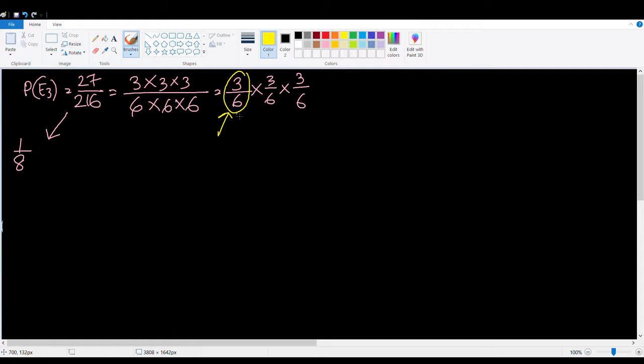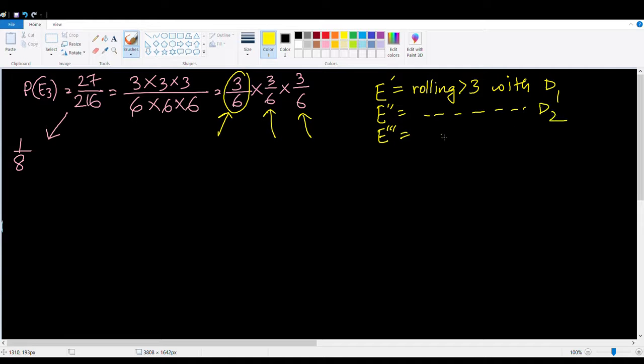So we can say that this is the probability of rolling greater than 3 from die 1, this is from die 2, and this is from die 3. How? Let's see. Say E prime is an event of rolling greater than 3 with die 1. Similarly, E double prime and E triple prime are defined for die 2 and die 3 respectively. Now consider E prime. The cardinality of E prime is 3 because the number of outcomes that are greater than 3 while rolling a die can be 4, 5, and 6. These 3 numbers are why the number of outcomes in my expected event is 3.